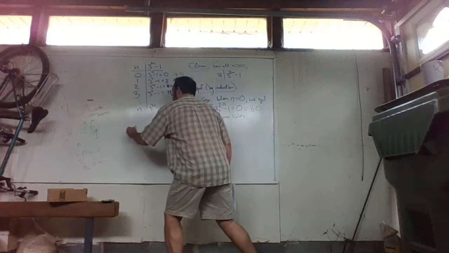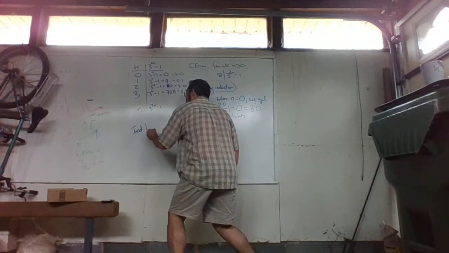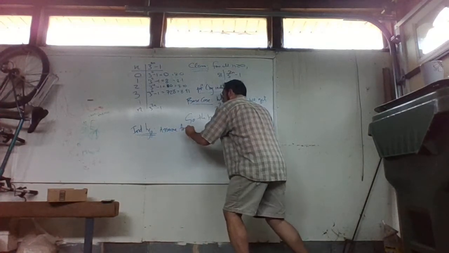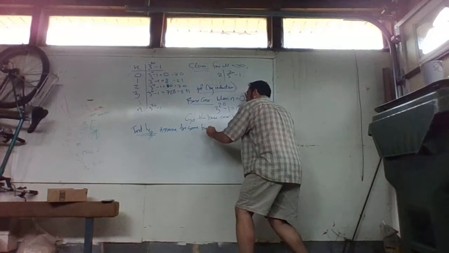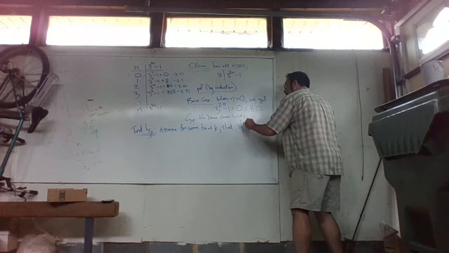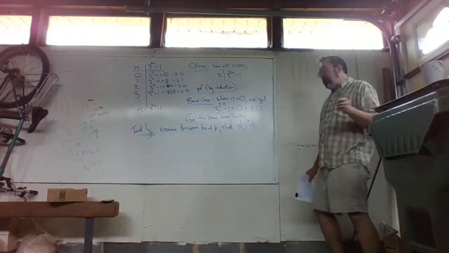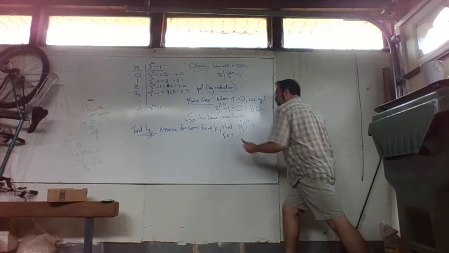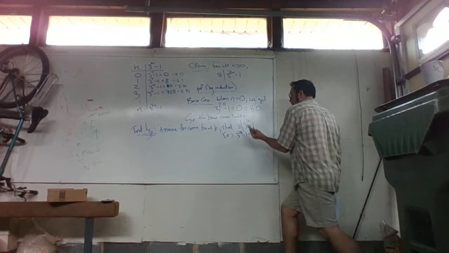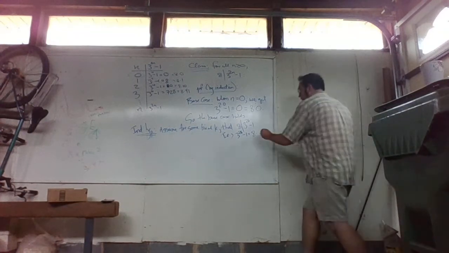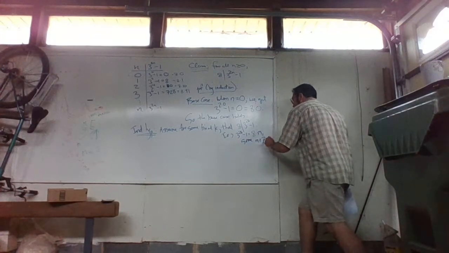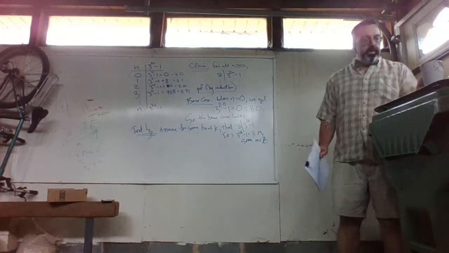So now the inductive hypothesis: assume, for some fixed k, that 8 divides 3 to the 2k minus 1. And what this means, in other words, is that 3 to the 2k minus 1 equals 8 times m, say, for some integer m. That's all that means, just by definition of divisibility.